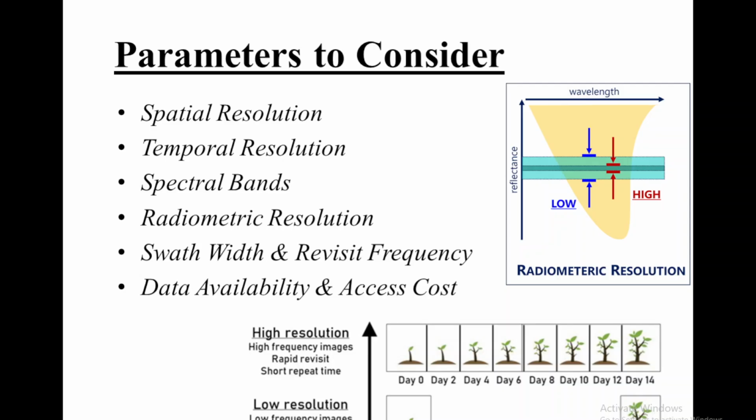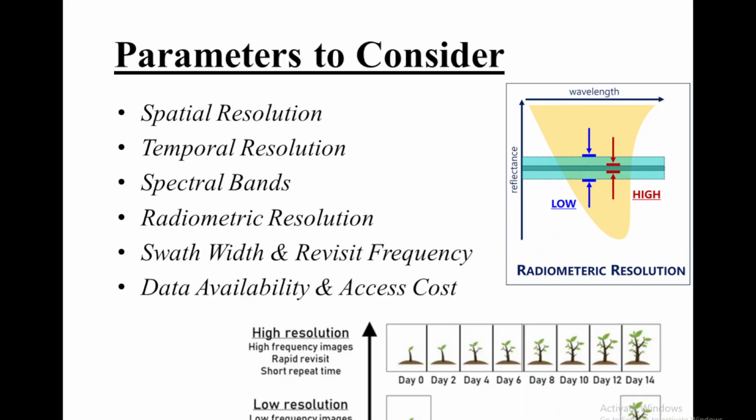Spectral bands: how many spectral bands, or how many samples of data, have been collected by a particular satellite within that electromagnetic spectrum also matters. Radiometric resolution: what is the bandwidth of receiving a signal? If the bandwidth is high, we are receiving more information within a specific band. But if the bandwidth is narrow, then we are collecting information within a very narrow stretch of the spectral band. That also matters. What is the width of that satellite image, the swath width? How broad is the region from where we are collecting the data? That also matters. Revisit frequency is again the same as temporal resolution.